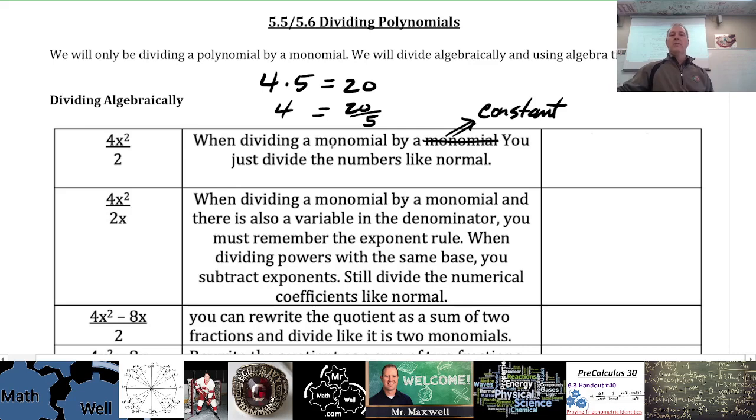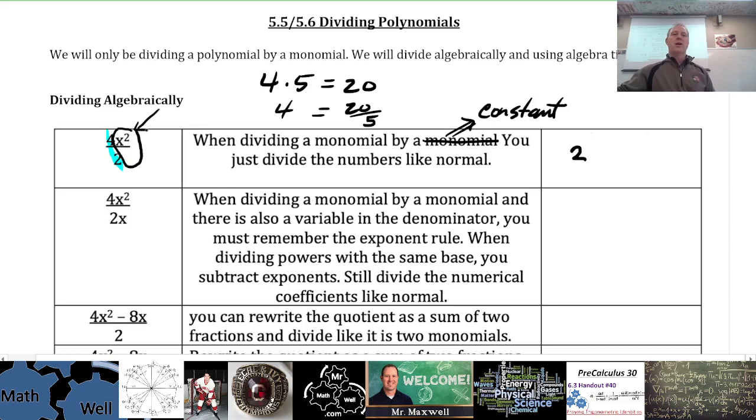So when you divide a monomial by a constant, it's easy in the sense that you just divide the number by the number. So just like we multiplied number times number, we divide number divided by number, okay? So if we focus on 4 divided by 2, that gives us 2. 4 divided by 2 is 2. Now the x squared has nothing to divide it by, so we don't really change the x squared.